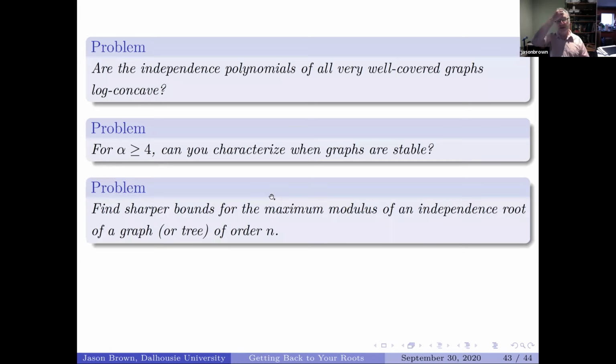Another problem. Find sharper bounds for the maximum modulus of an independence root of a graph or tree of order n. I haven't talked about the problem of what's the maximum modulus of an independence root of a graph or tree of order n. That's the subject of another talk where I have more time, but you can ask for that problem. And you might think, well, the growth rate of the maximum modulus certainly has to go off to infinity because we know that the roots fill up the complex plane.